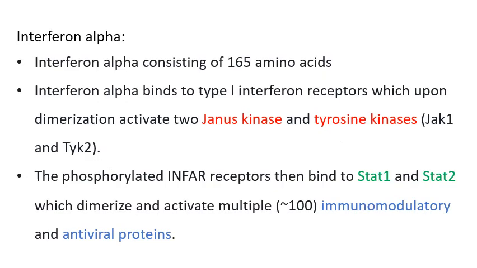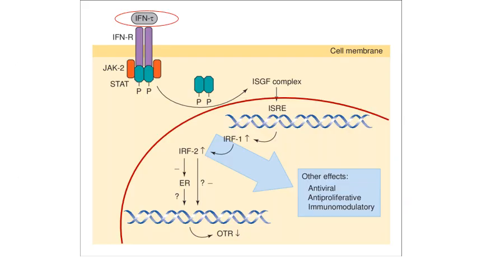First we'll discuss interferon alpha. Interferon alpha consists of around 165 amino acids. These are antiviral proteins. It binds with the interferon receptors, which leads to activation of Janus kinase and tyrosine kinases. Further, these activate STAT1 and STAT2, which dimerize and are translocated into the nucleus and activate various antiviral proteins. So this is the schematic representation.